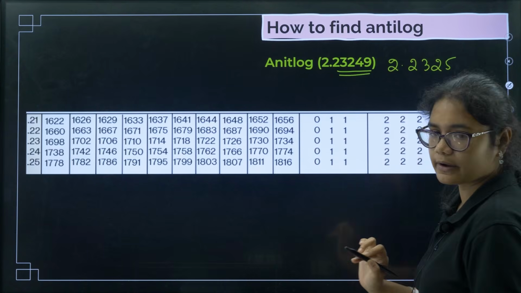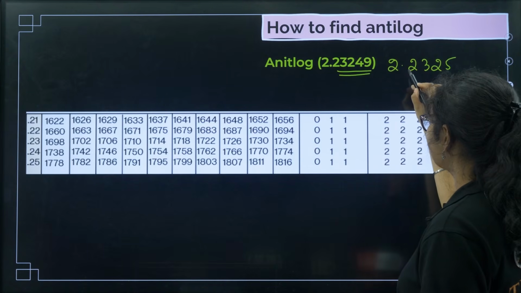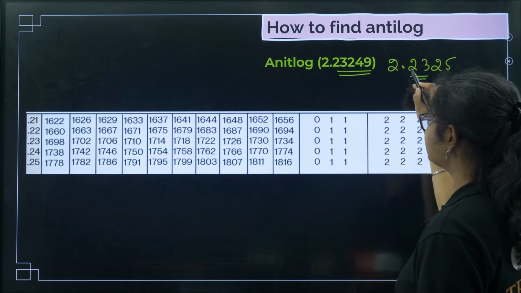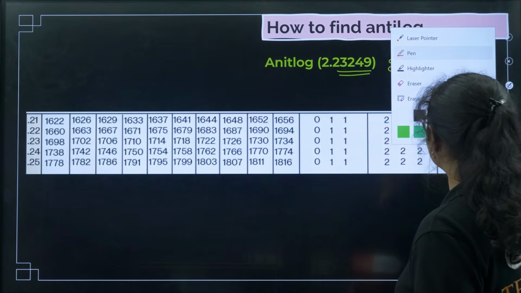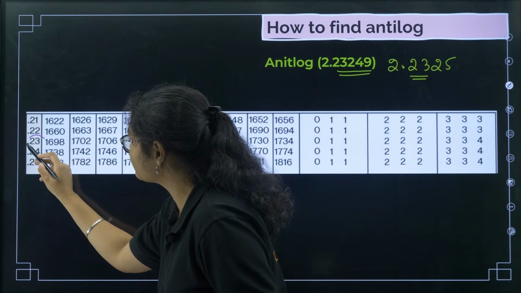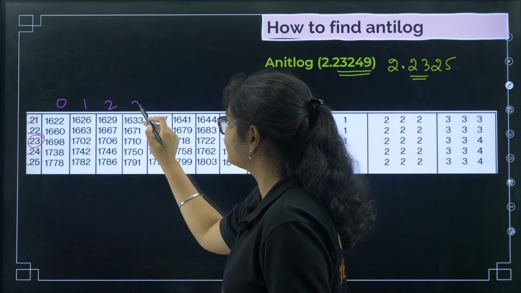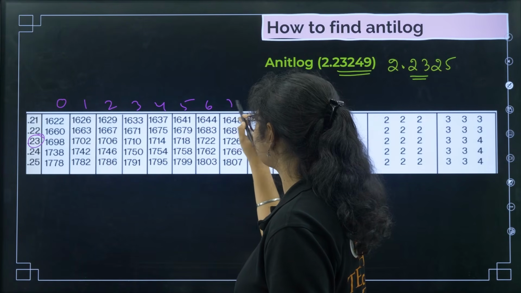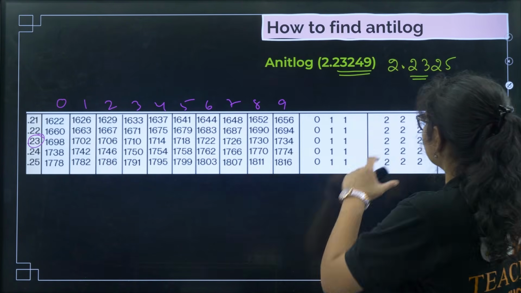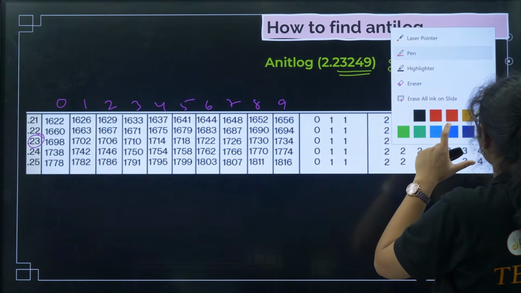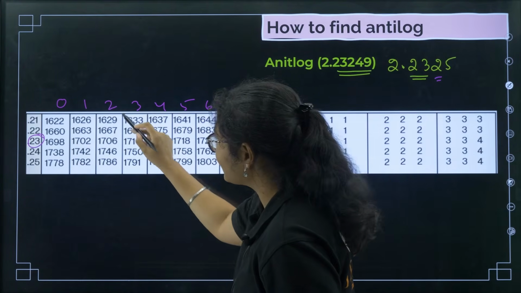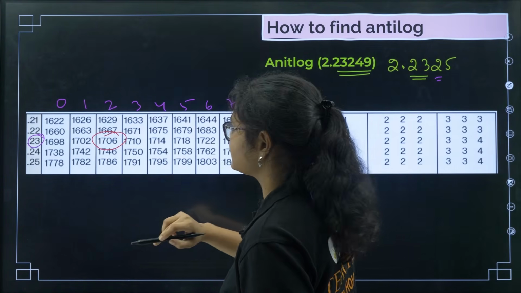2.2325. Okay. Now what we have to do? We have to check after decimal first 2 digits, that is 0.23. So I need to first find 0.23 here. Then here are the mean difference columns, 0, 1, 2, 3, 4, 5, 6, 7, 8 and 9. Right. So after this, second: I need to find the second digit. So second here, and this one is 1706, right?